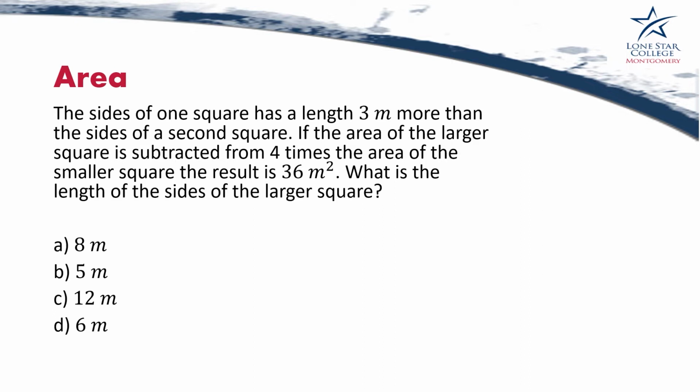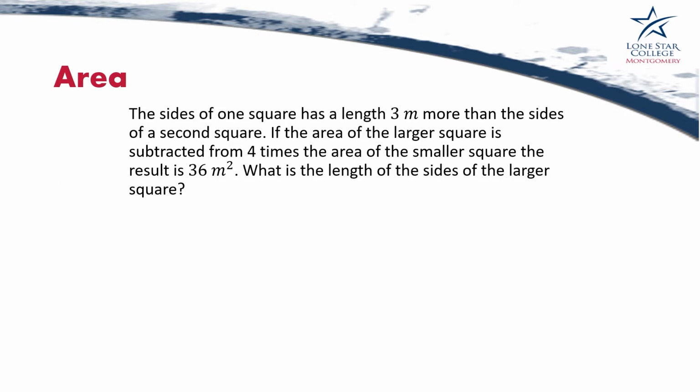The size of one square is only 3 meters more than the size of a second square. If the area of the larger square is subtracted from 4 times the area of the smaller square, the result is 36 meters squared. What's the length of the side of the larger square?